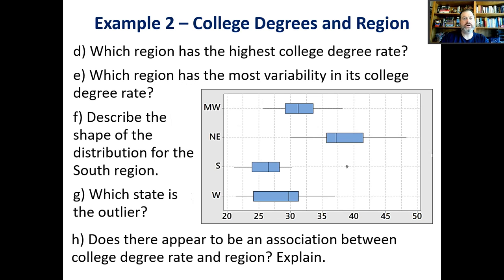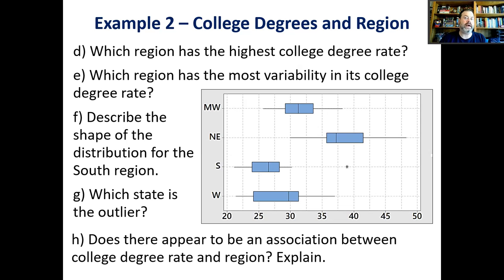All right, let's keep going. Which region has the highest college degree rate? So we saw that the highest state in the summary statistics was around 48, and it was right here. But that's not what this question is asking. When you see a question like this, it doesn't mean which region has the state with the highest college degree rate. It means on average, which one has the highest college degree rate.